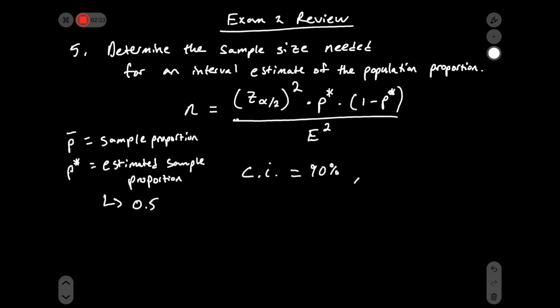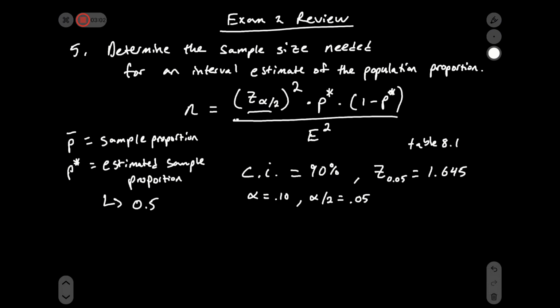And so if you look at table 8.1 in the textbook, you'll find that the significance level here is going to be 0.10, and so alpha divided by 2 is 0.05, and we're going to be using a z-score, as indicated already in the formula here, a z-score of 0.05 from table 8.1, and we get a value of 1.645.